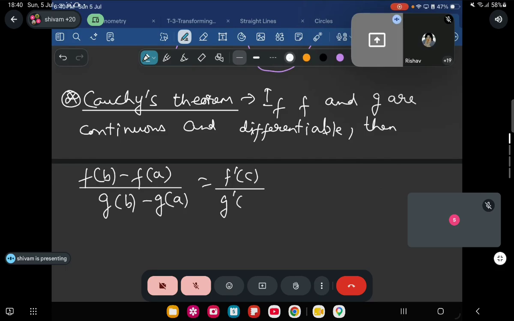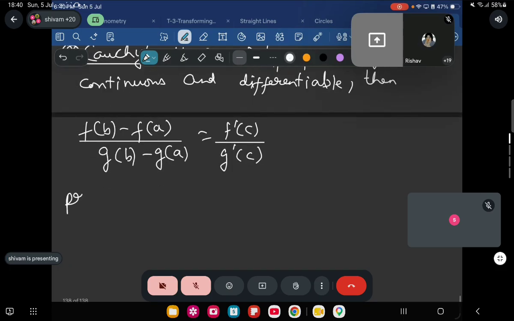Okay, everyone. f(b) minus f(a) upon g(b) minus g(a) is equal to f'(c) by g'(c). Let us see the proof.